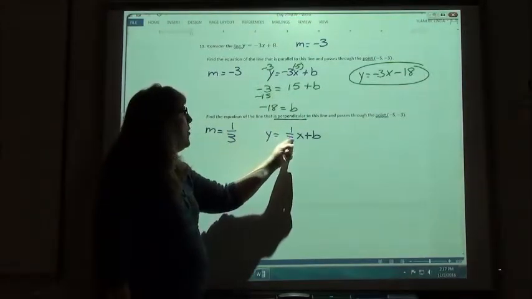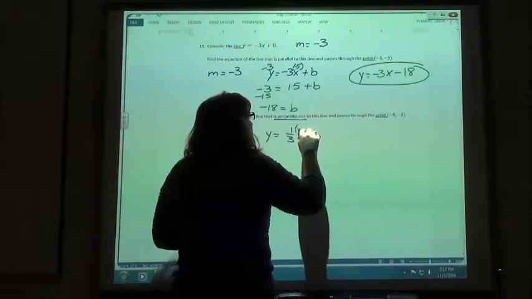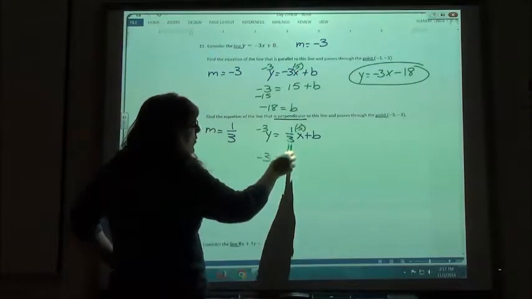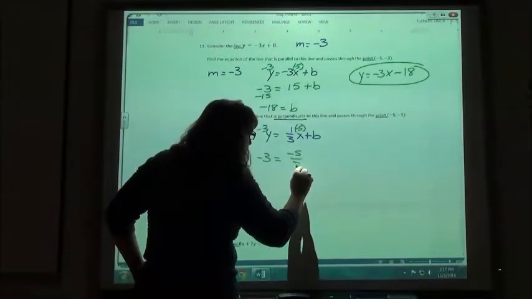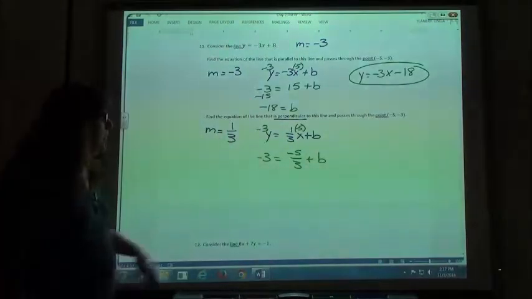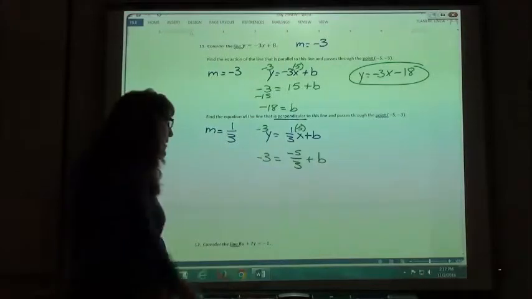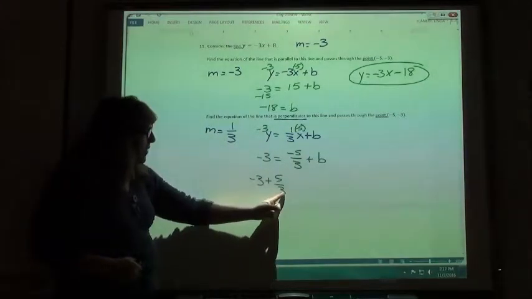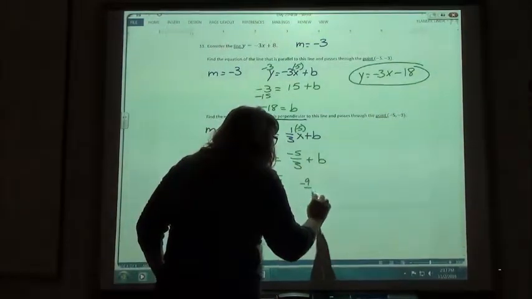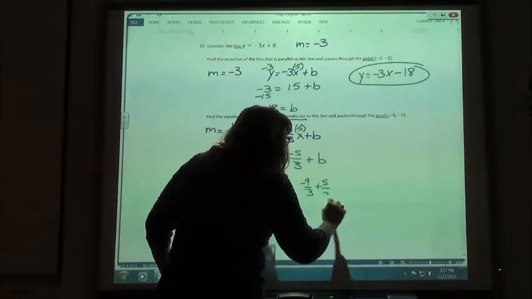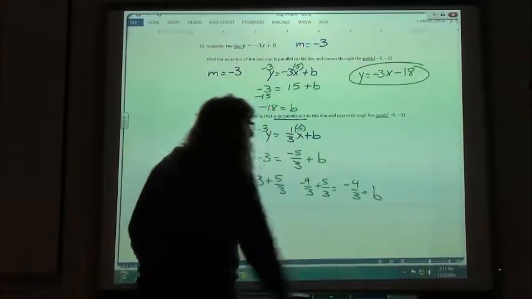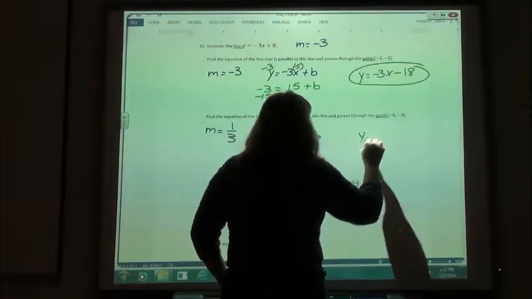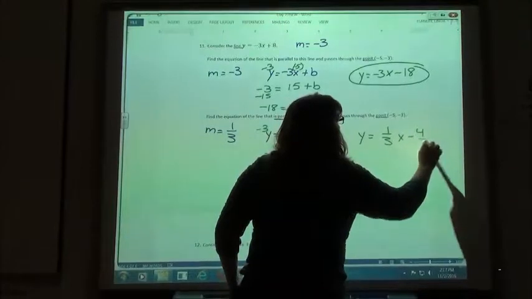Perpendicular line, y equals 1/3 x plus b. We are going to put -5 in for x and -3 in for y. So -3 equals 1/3 times -5, which would be -5/3. I've got to move this to this side, so I'm going to add that. So -3 plus 5/3. So 3 times -3 would give me -9/3, plus my 5/3 would be -4/3 for my b value. My equation then, y equals 1/3 x minus 4/3.